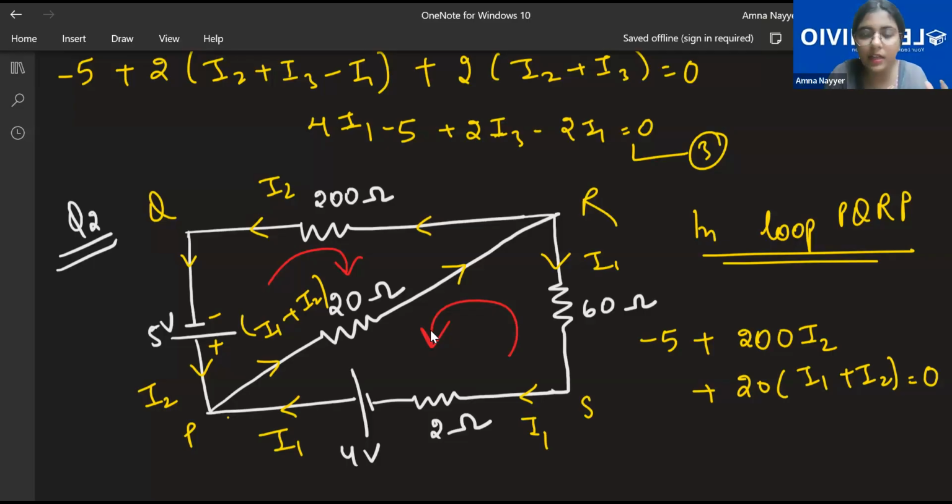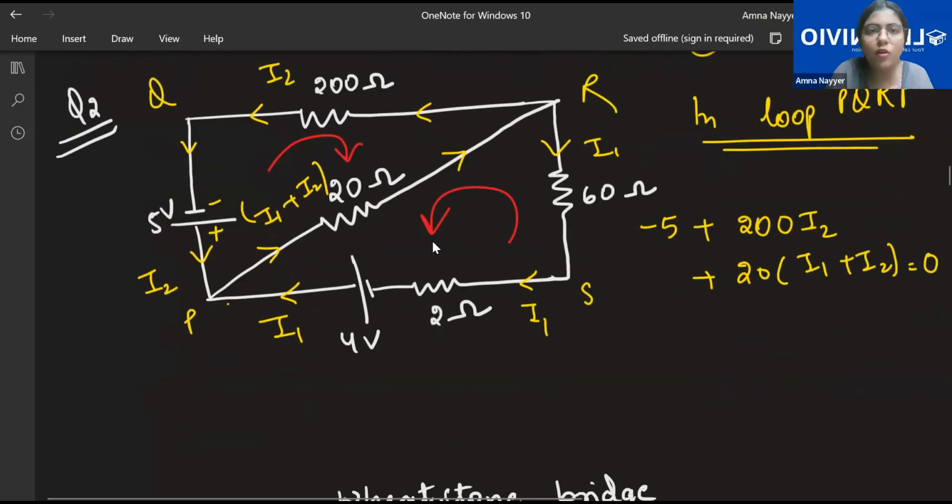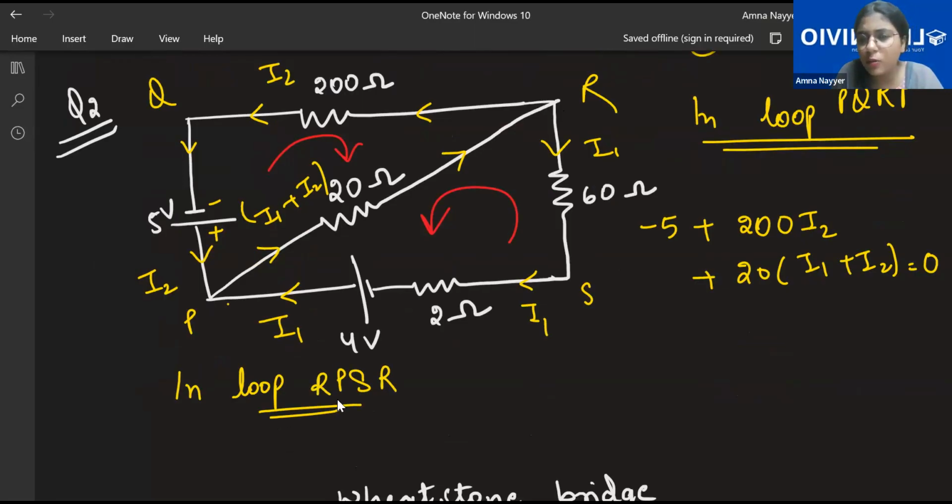Yes. Okay. Let's come to the second loop where I've already written that we are moving anti-clockwise. So this is the loop. We are moving anti-clockwise now. RPSR. This is how we are moving. RPSR. By the way, the naming of the loop doesn't affect. It can be written clockwise also, but this helps to remember RPSR. This is how we have to move.